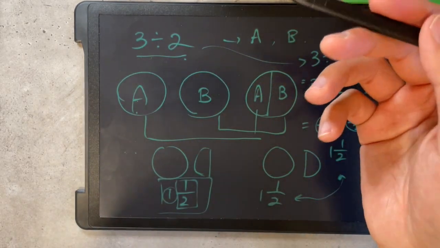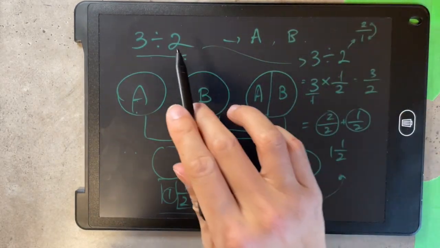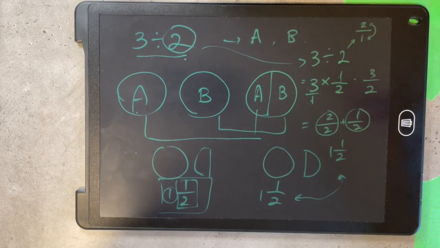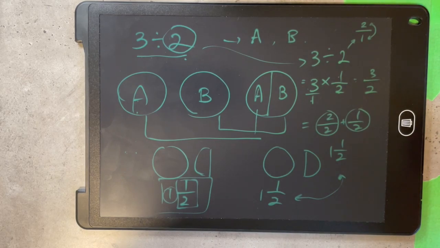So dividing is you take the second number, you make that into a fraction, and then you take the reciprocal, meaning you flip the top number and the bottom number, and then you make that a multiplication problem, and then you can solve it as a multiplication problem.